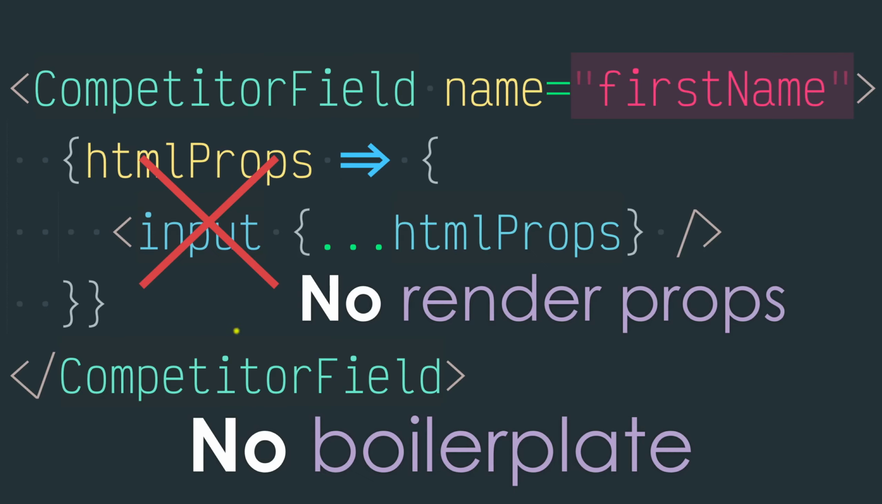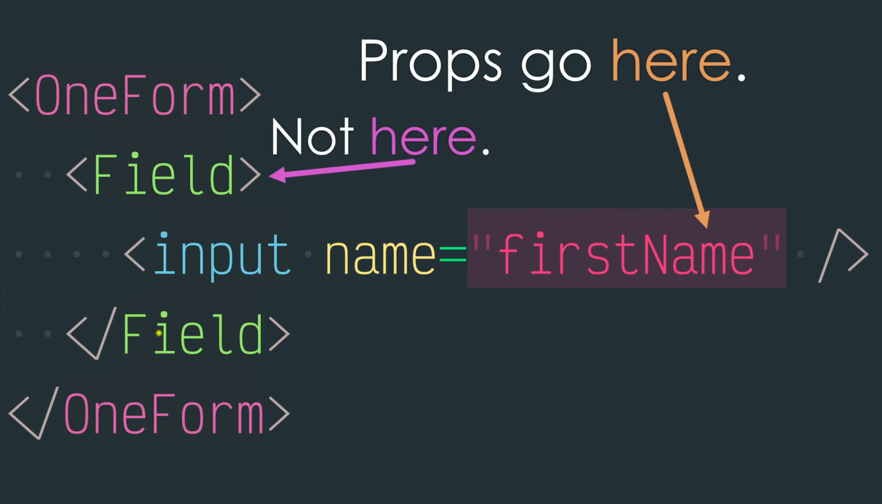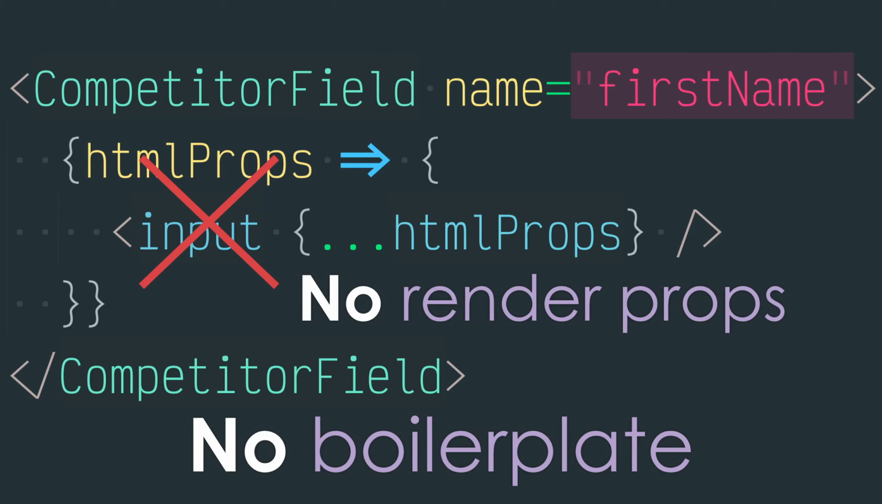Initially, you have this render props boilerplate. That's all gone now from my competitor field. And so because there are no render props, you're getting rid of all that boilerplate. It gives you the same access to context. This is a far cleaner API that gives you the same behavior, but without all this crap.